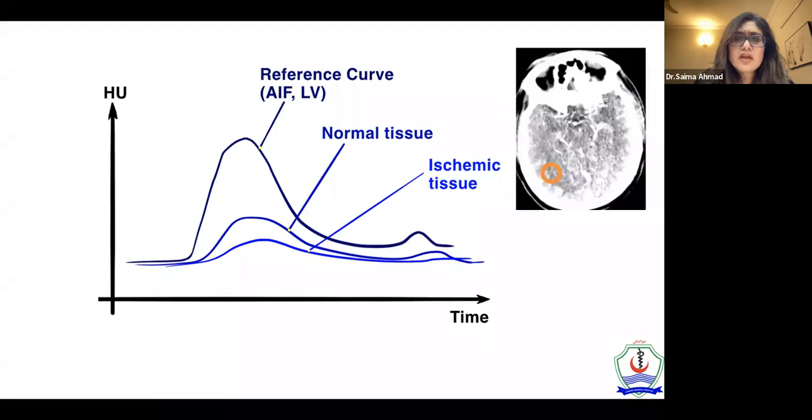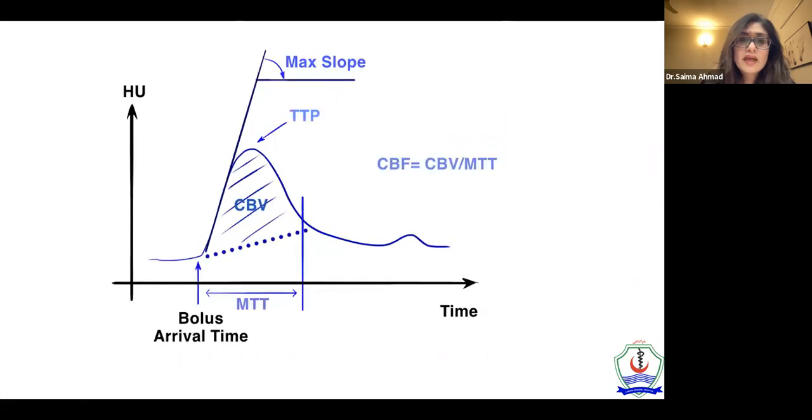So this is a very simple graph which I have made for you. This is the reference ROI. And after a few blank images, when you give the contrast, it goes up into the arteries, then it goes down, and then like this. So this is the normal tissue, and this is the ischemic tissue, in which it is even lower. And here is another, this is the bolus. It goes into the artery. This is the peak, and then it goes out.